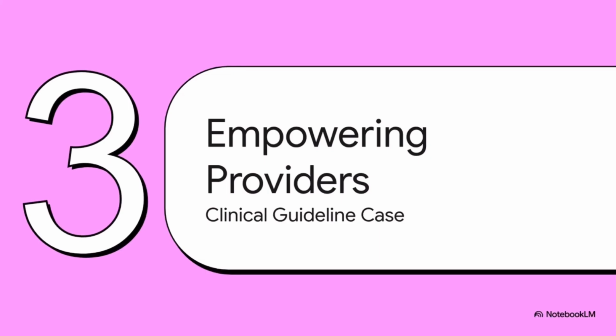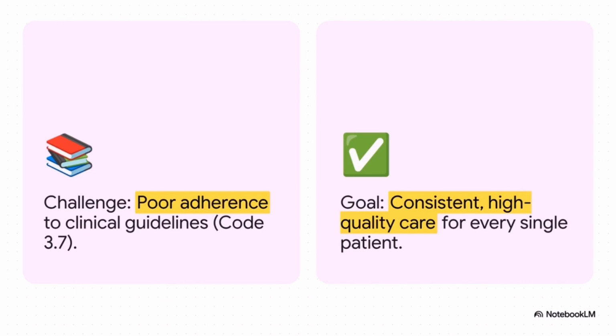But let's flip the script. What about the people on the other side of the equation? The doctors, the nurses, the people actually delivering the care. A massive challenge for any health system is making sure that all providers are using the most up-to-date medical guidelines. The WHO calls this poor adherence to guidelines. And you can imagine, in a chaotic clinic, it's just really hard to remember every single step for every possible condition. The goal here is consistency, making sure every single patient gets the best possible care.